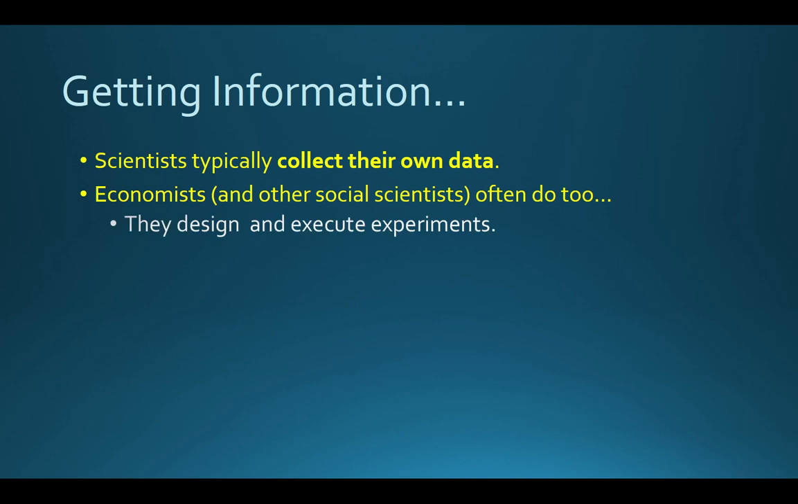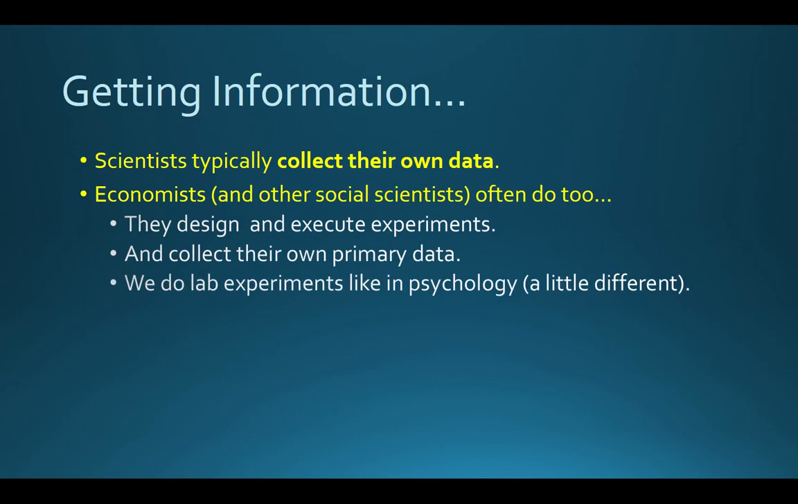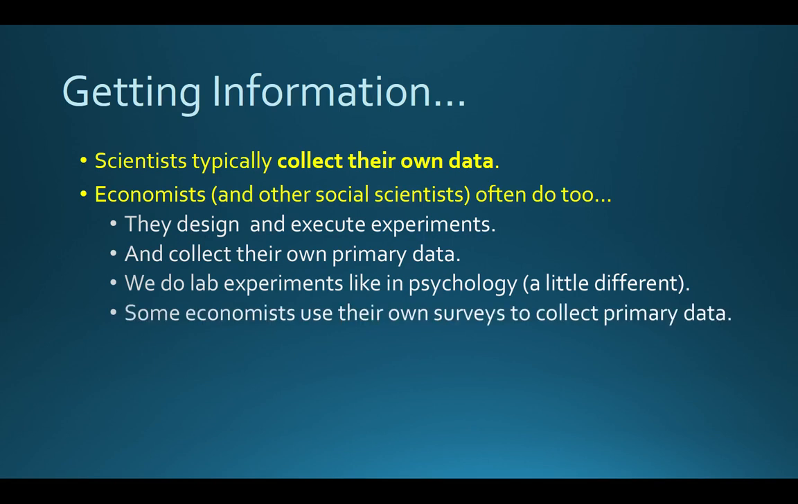For example, an economist might design and execute experiments. We do experiments similar to kind of what they do in psychology. We design them differently, but that would be primary data when I ask people to make a whole bunch of economic decisions in a laboratory setting. When we're doing this kind of thing, we're collecting our own primary data. So as I said, lab experiments like in psychology would be an example of this. As I've already given you an example of, some economists use their own surveys to collect primary data. And so I've done surveys where I've asked students about their attitudes about group work. That would be collecting primary data.